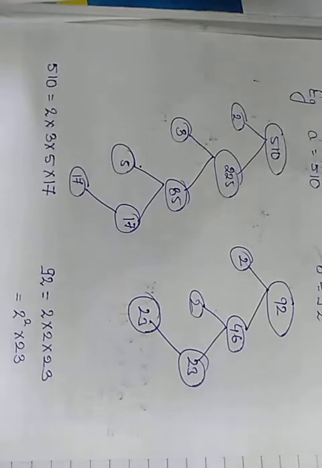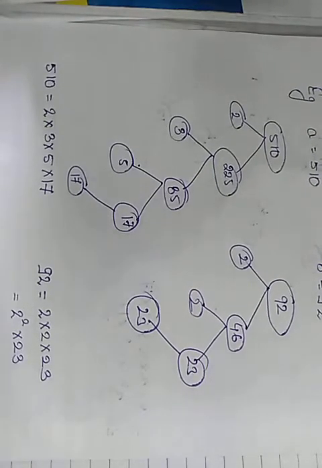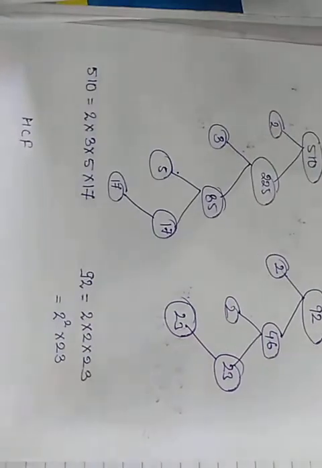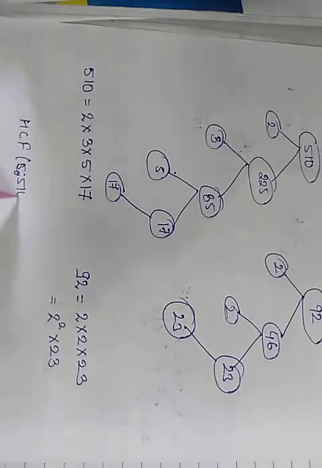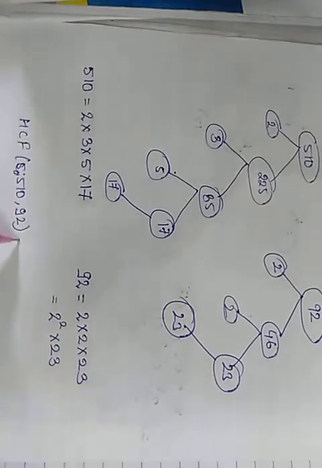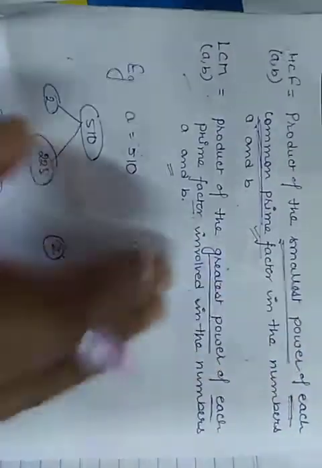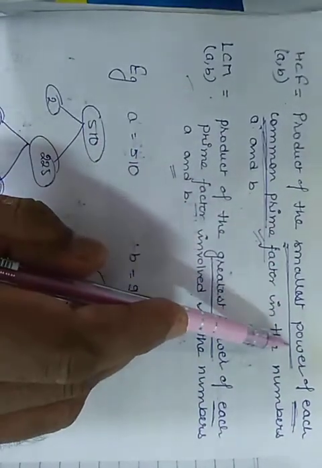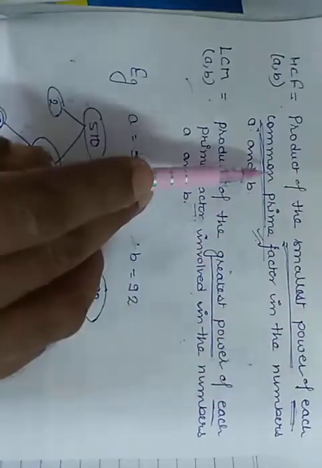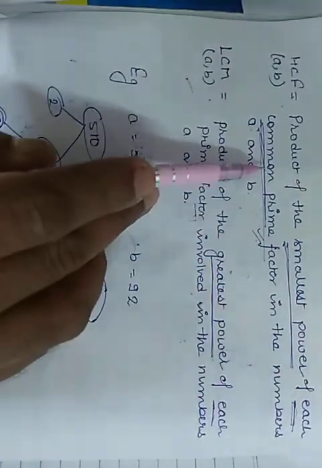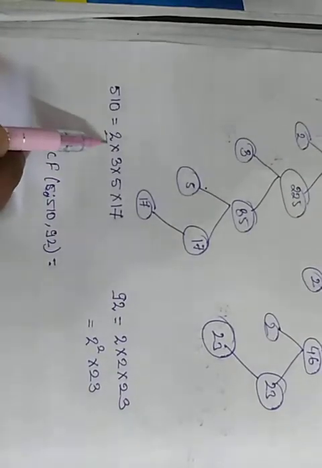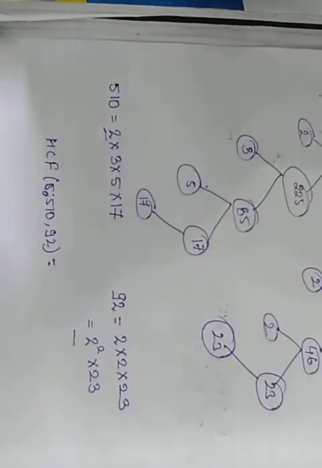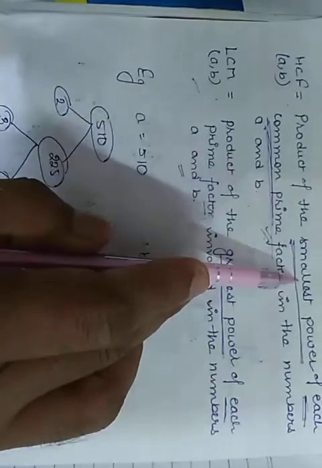Now as per our definition for HCF of 510 and 92, we will consider the definition again. According to the definition, it is the product of the smallest power of each common prime factor. So first we will check the common prime factor. Here the common prime factor is 2 and 2. And from these two common factors, I have to choose the product of the smallest power.